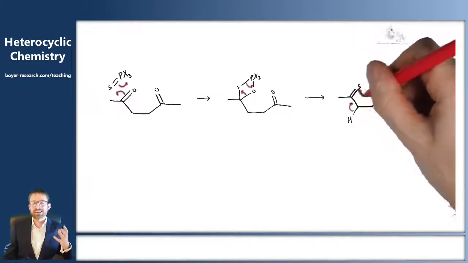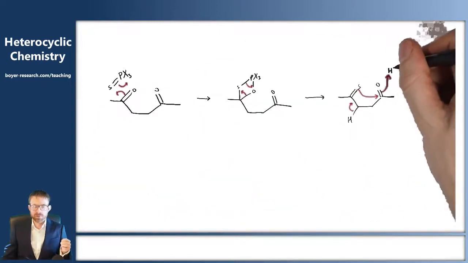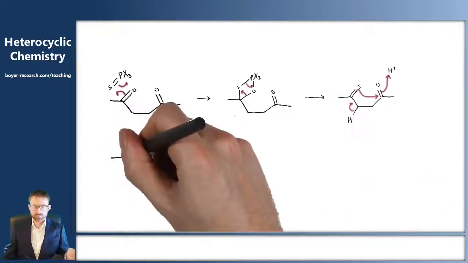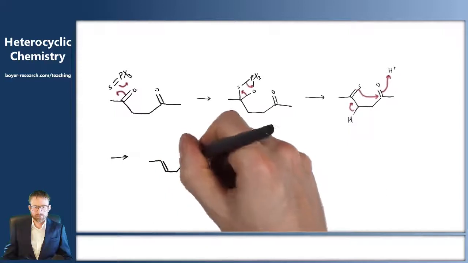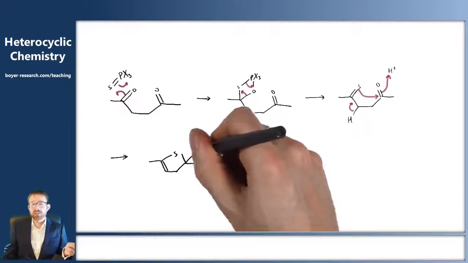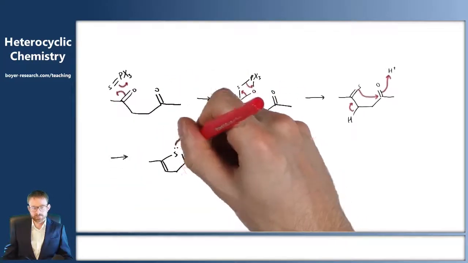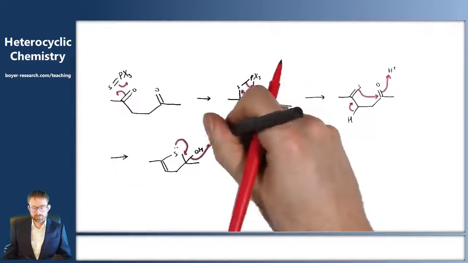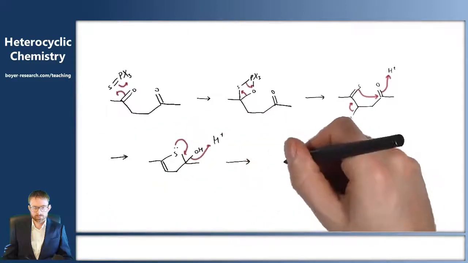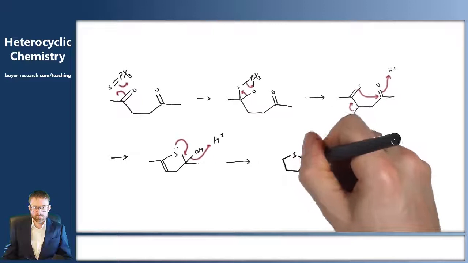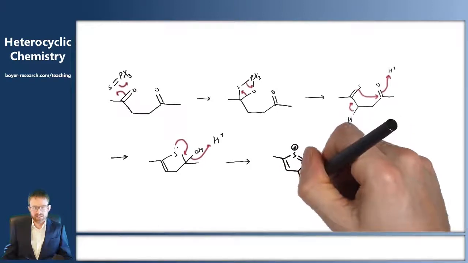Our thioketone will come and attack our carbonyl. Again, a 5-membered ring is very quick to form, so this is a good transformation. And this leaves us an OH. The sulfur lone pair can come in, push that OH out, and finally we get loss of a proton to give us the aromatic thiophene.